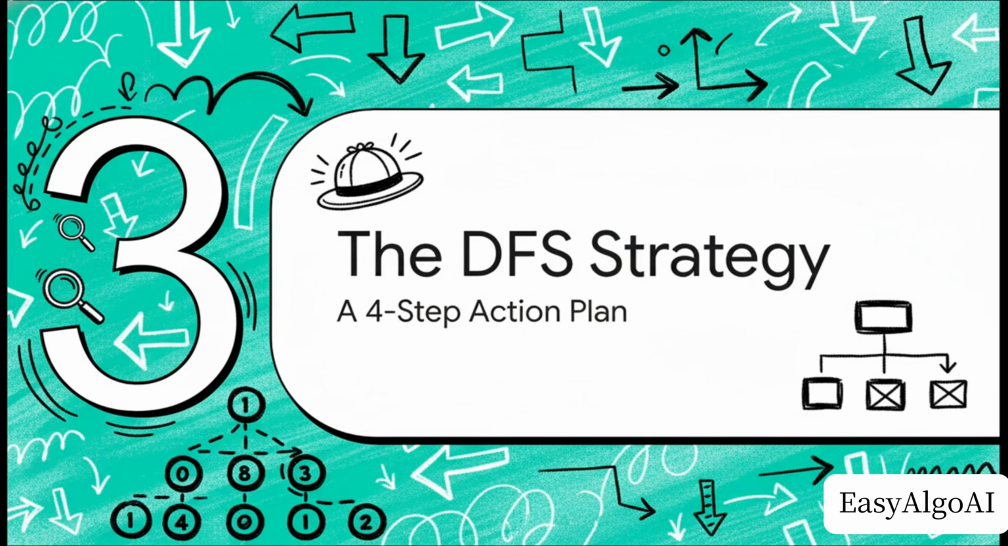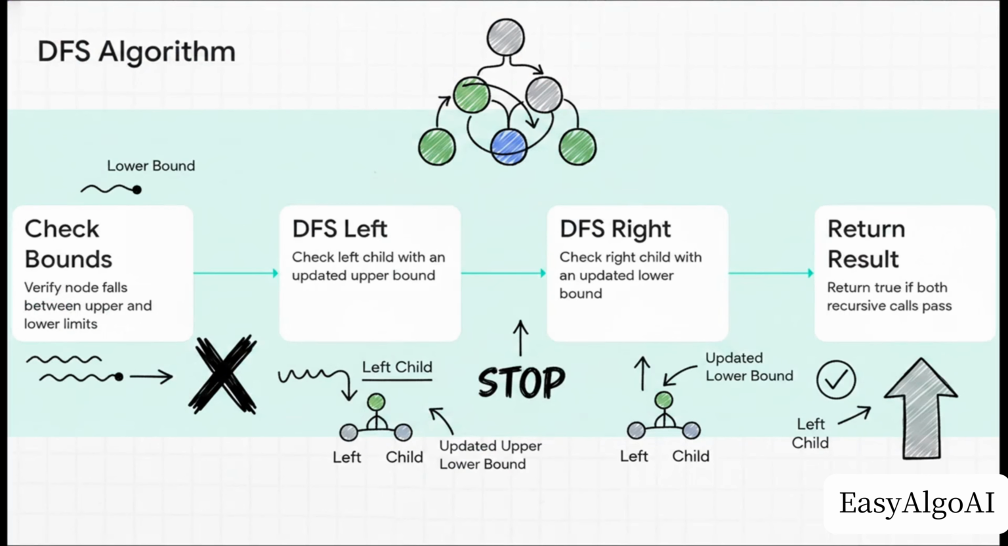Next up, Section 3, the DFS strategy, a 4-step action plan. To do this in code, we're going to use a recursive depth first search, or DFS. This translates into a highly effective 4-step action plan. Step 1. Check if the current node's value falls safely between our lower and upper bounds. If it doesn't, boom, it's an invalid BST.